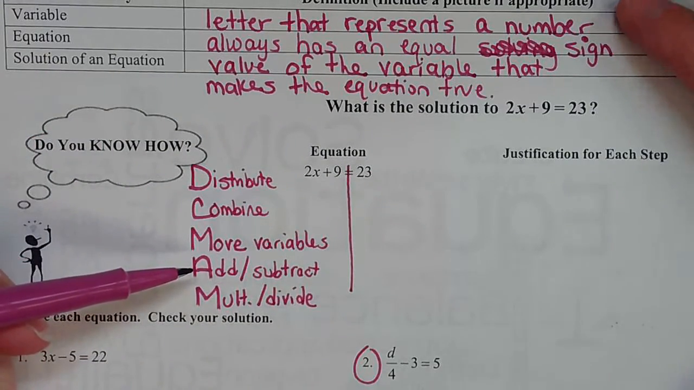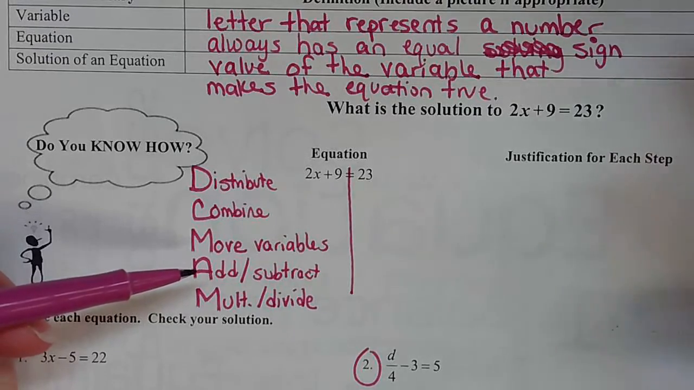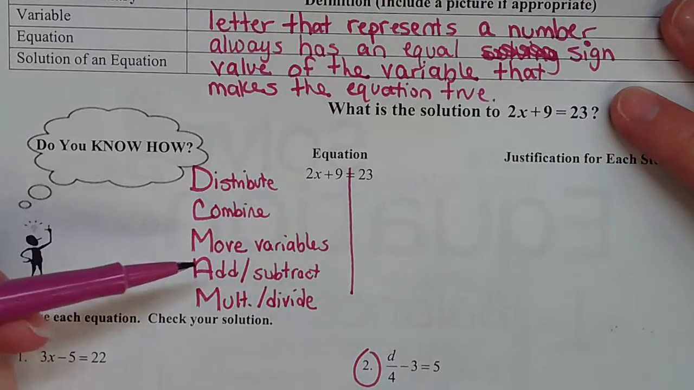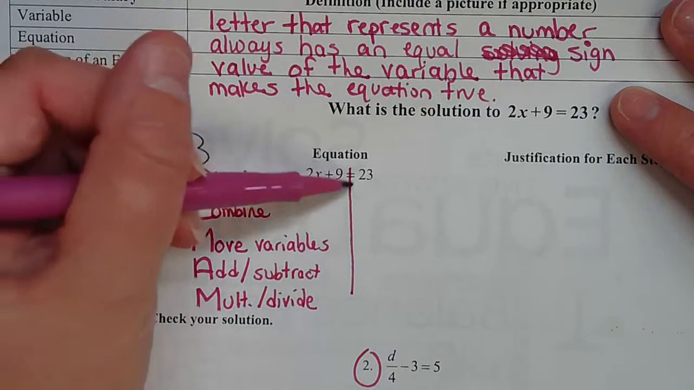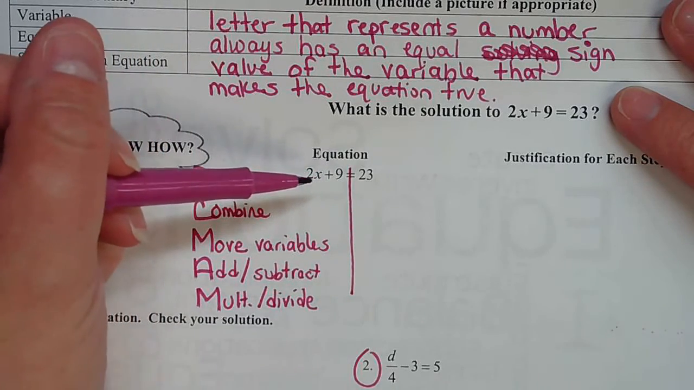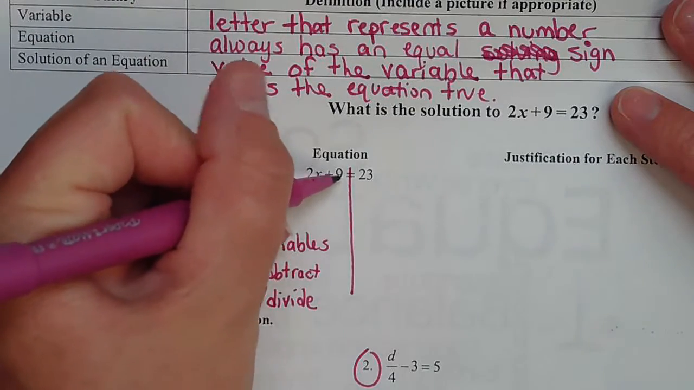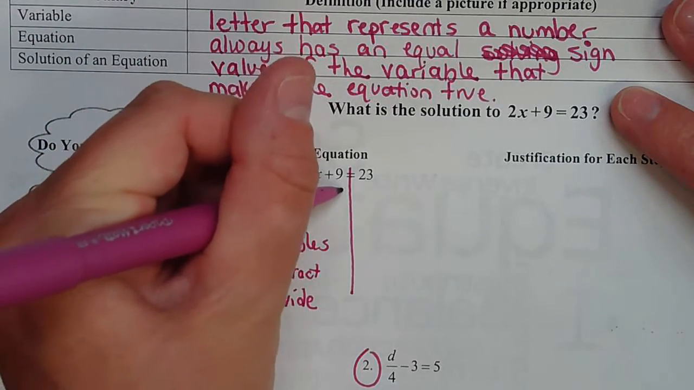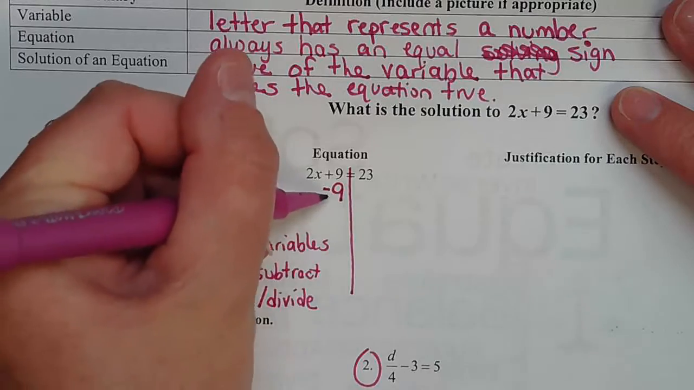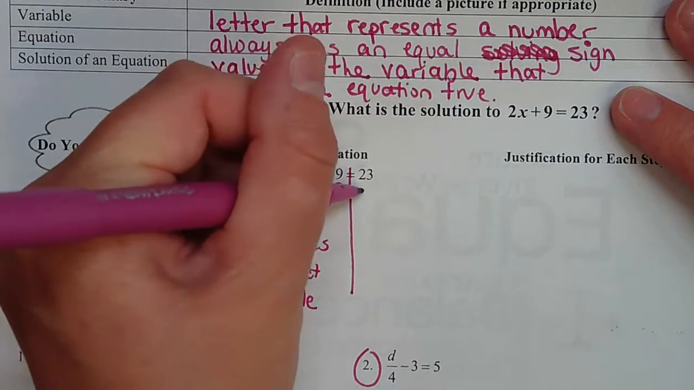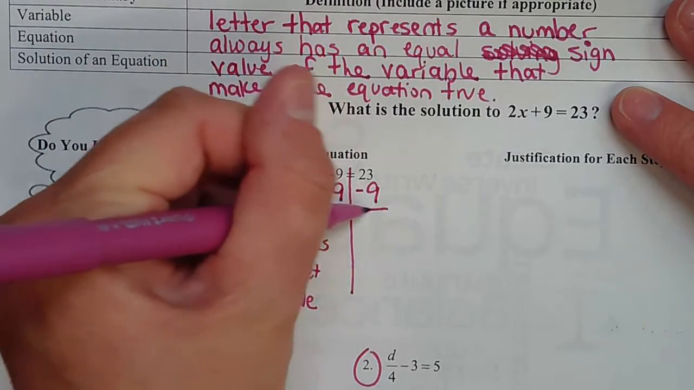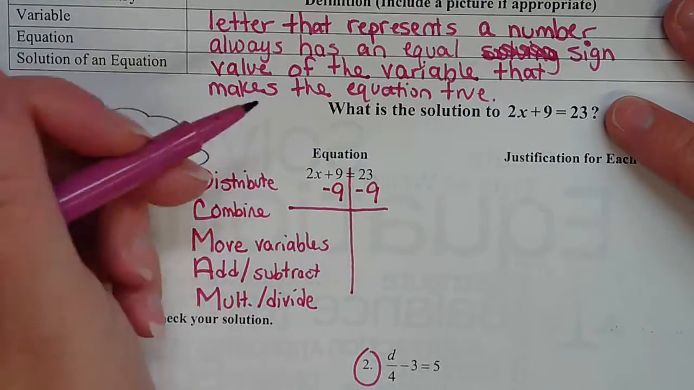Now we need to do the adding and or subtracting, which yes, we need to do that. So we have addition or adding 9 going on. So when you are solving an equation, you do the opposite operation. So if this is add 9, I'm going to subtract 9. And what I do to one side of this little fence here, I have to do to the other side of the fence.